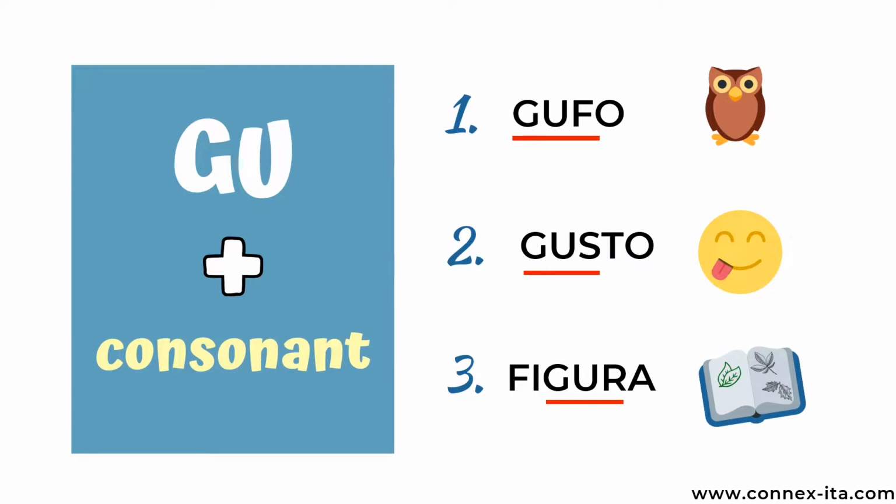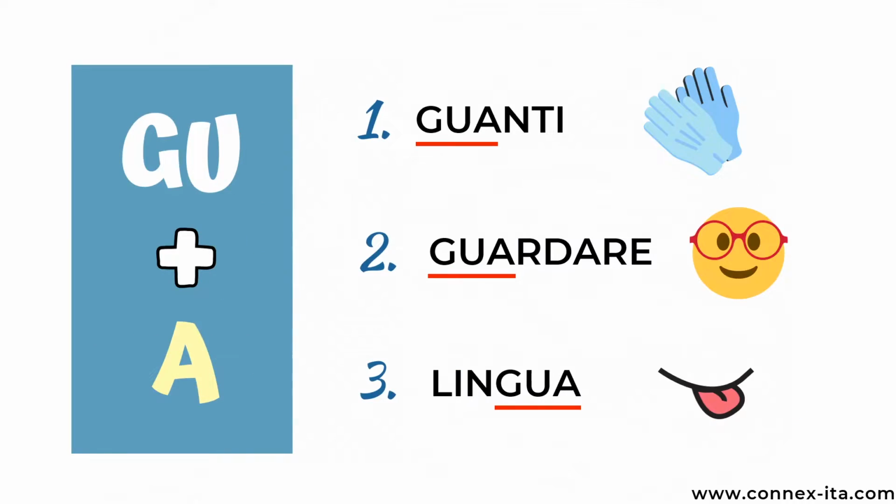In the following words, you have a consonant after the sound gu, so it's very easy to say it. Listen to the way I pronounce it. Gufo, gufo is the owl. Gusto, gusto means taste. Figura, figura is an illustration or a picture. Gufo, gusto, figura.